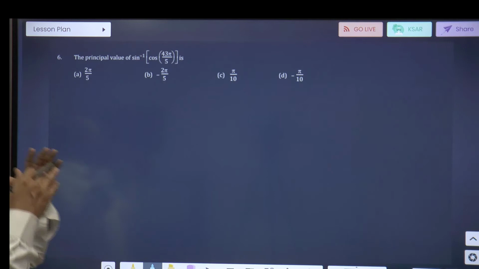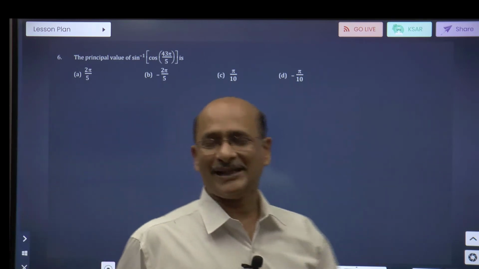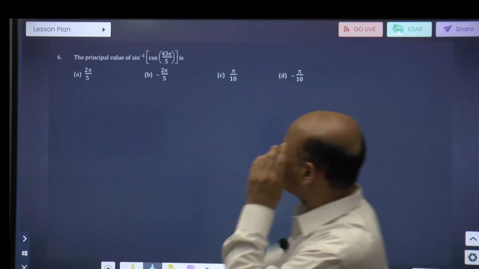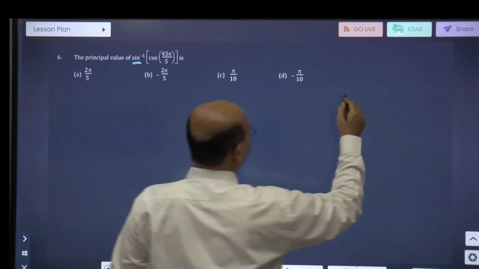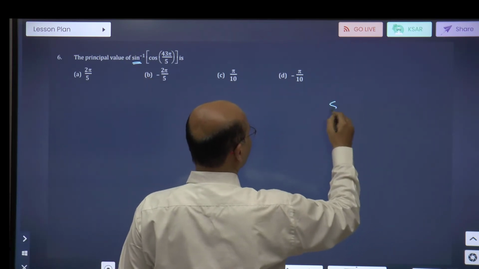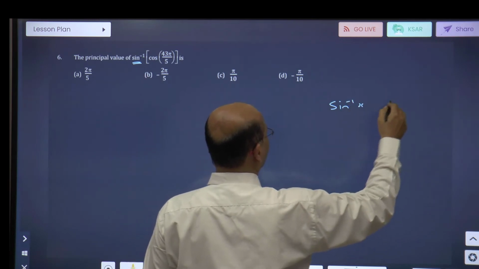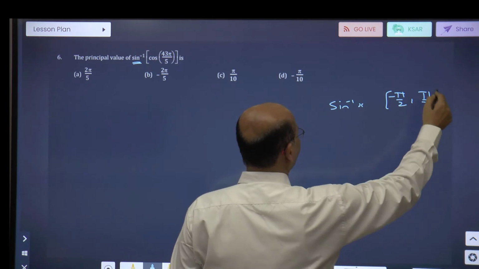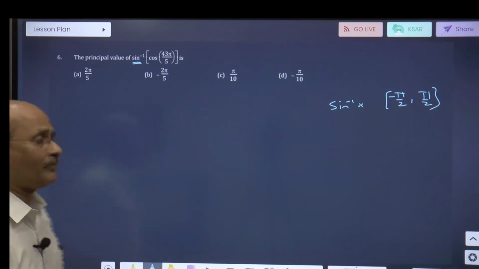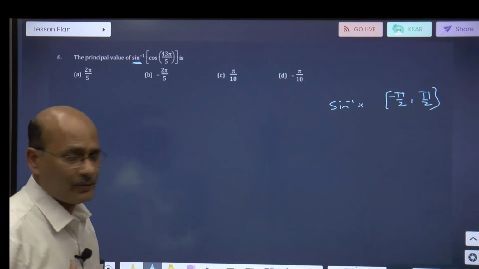Oh God, this principal value sum doesn't end. That's why I am suggesting that: just look at the principal value. Now, this is again sine inverse. So sine inverse x ka principal value. What is the sine inverse x ka principal value? It is minus pi by 2 to pi by 2. That's why in the beginning I had given you some solid information on that. I think you will trust me on that issue, right?